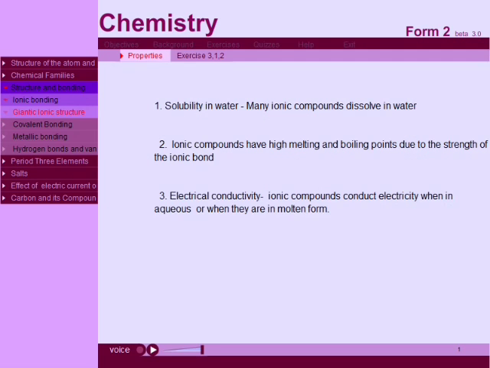Properties of ionic bonding. Solubility in water. Many ionic compounds dissolve in water. Ionic compounds have high melting and boiling points due to the strength of ionic bond. Electrical conductivity. Ionic compounds conduct electricity when in aqueous or molten form.